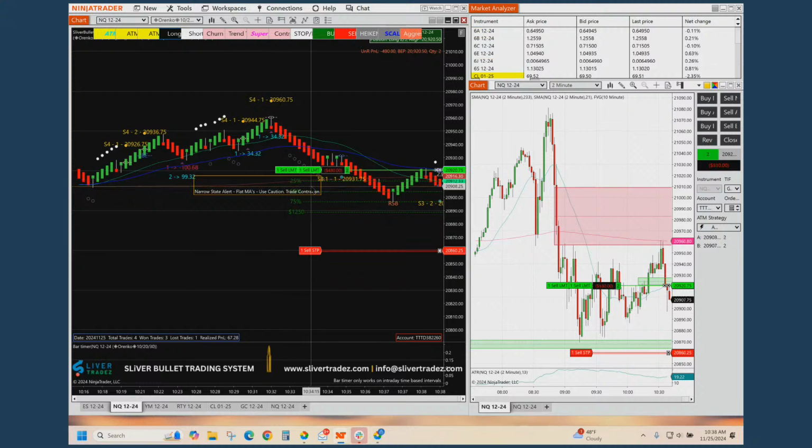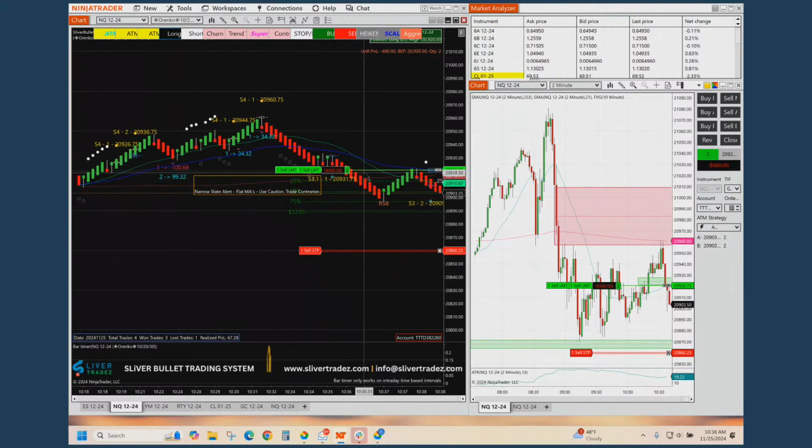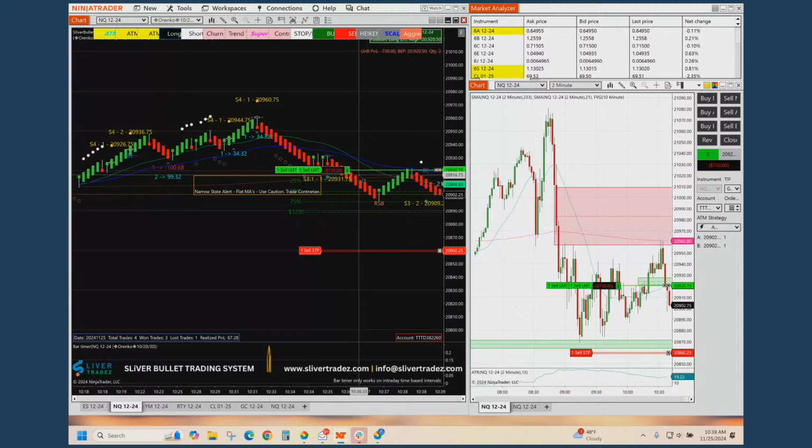Order filled. So it took the trade, position got filled, and then I have to wait for the market to go back up. And target got adjusted automatically as well.